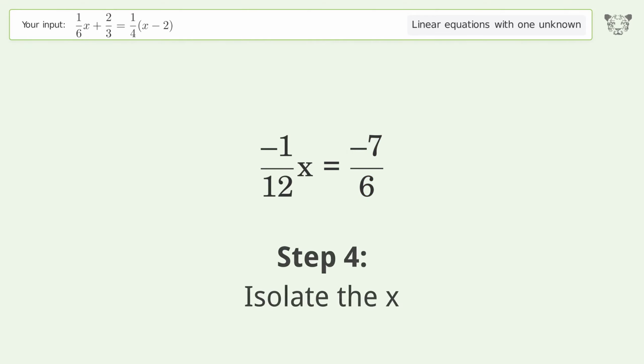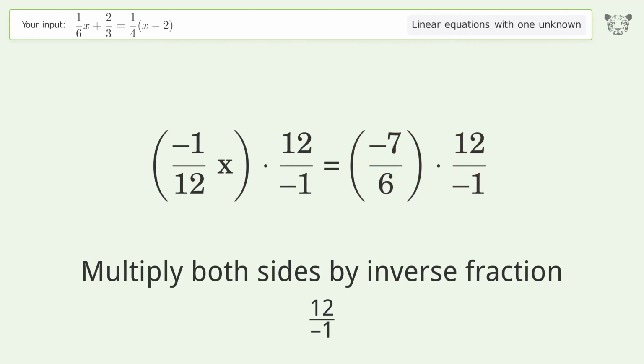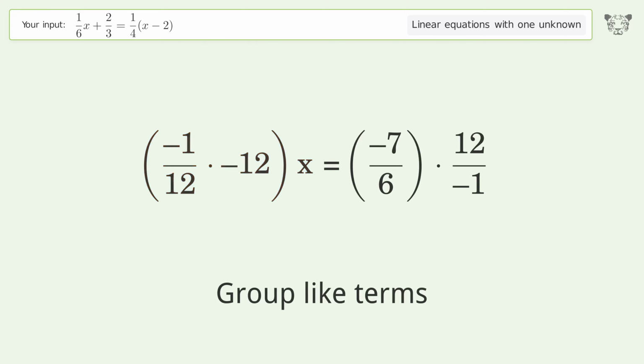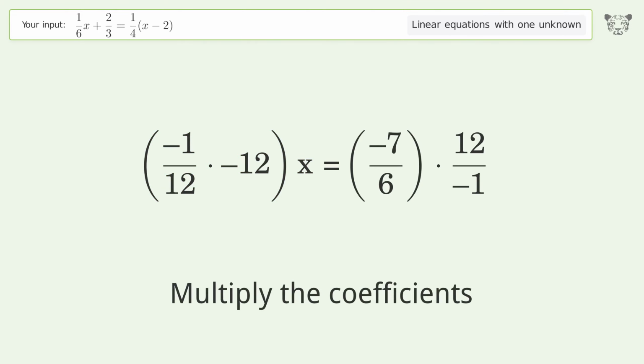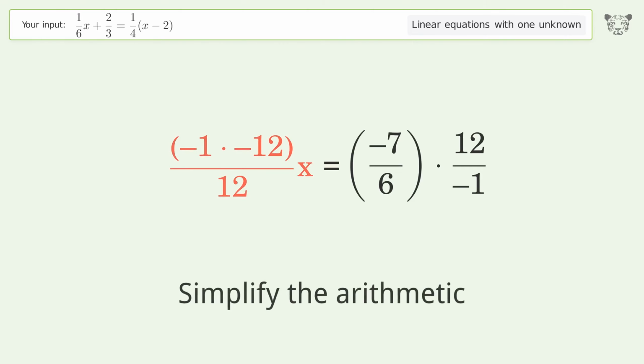Isolate the x. Multiply both sides by the inverse fraction 12/-1. Group like terms. Multiply the coefficients. Simplify the arithmetic.